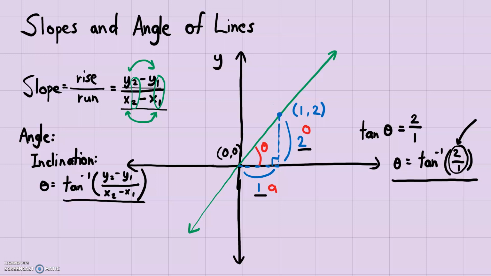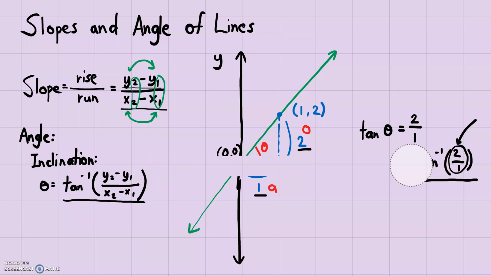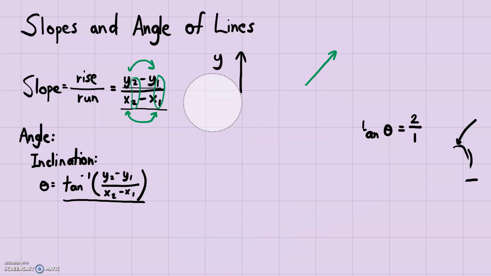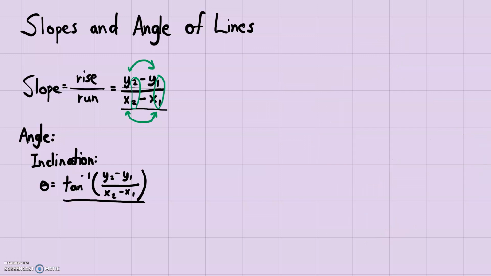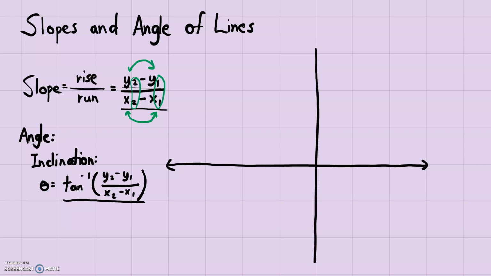Okay, so that's how you find the inclination angle of that line using this formula right here. And lastly, I would like to cover finding the angle made by 2 lines on the coordinate plane. So this time, we're not looking at the angle that it makes with the x-axis, but we're looking at 2 lines, and we're looking at the angle that those 2 lines make with each other.